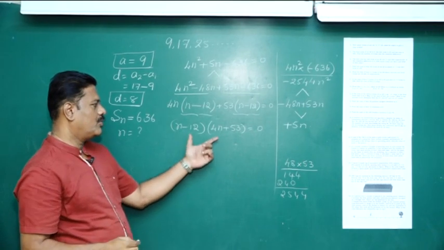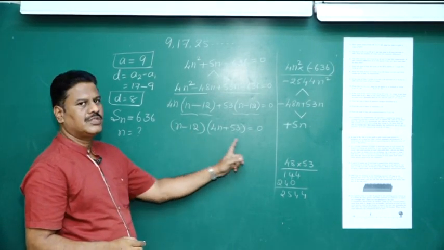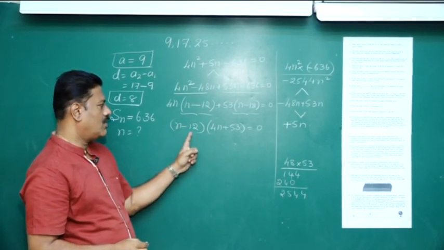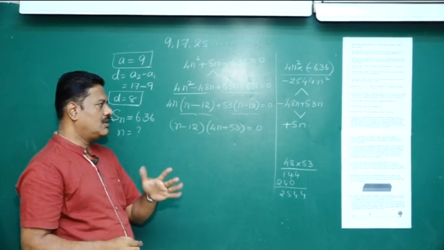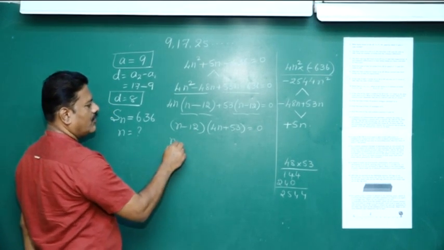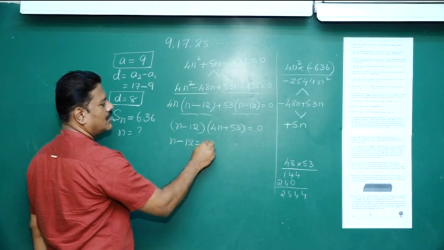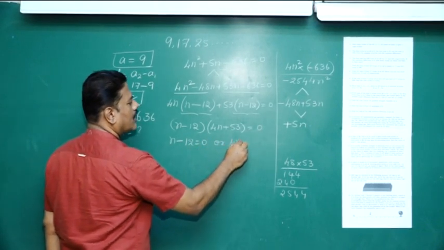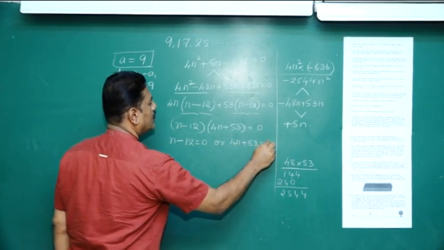So apply the zero product rule. The product of these two is equal to 0, means any one of them should be 0. Which is 0 we don't know, so we equate each of the factors to 0. n minus 12 is equal to 0 or 4n plus 53 is equal to 0.